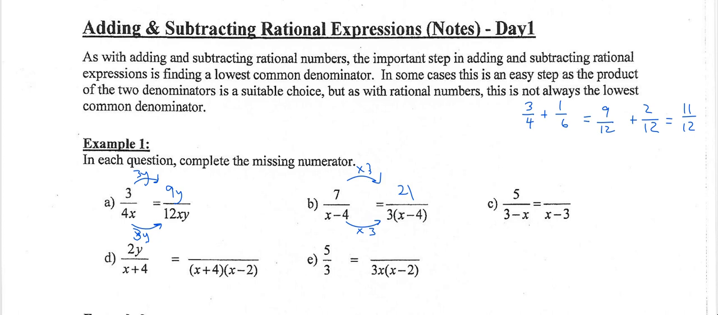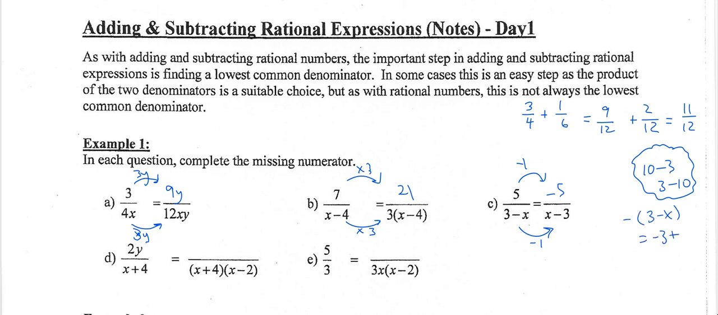Here we go, this is one from the previous lesson. 3 minus x and x minus 3. What do I have to multiply 3 minus x by to get x minus 3? Remember 10 minus 3 and 3 minus 10. When you have a difference and you reverse the numbers, you're going to get -1 times each other. So this is times -1, and this is times -1, so I'm going to get -5. Let me show you again. -1 times 3 minus x is equal to -3 plus x, which is the same as x minus 3.